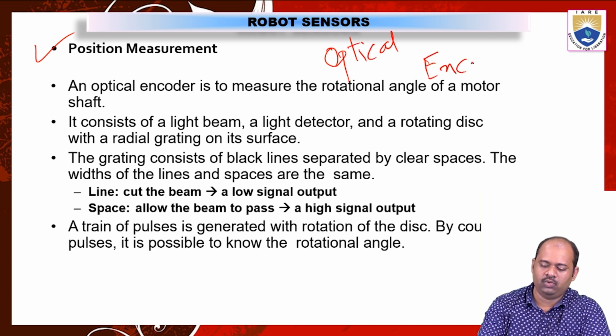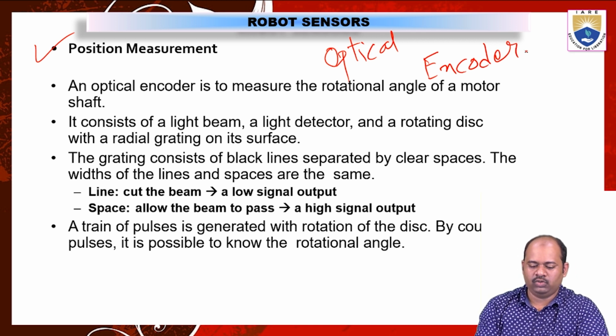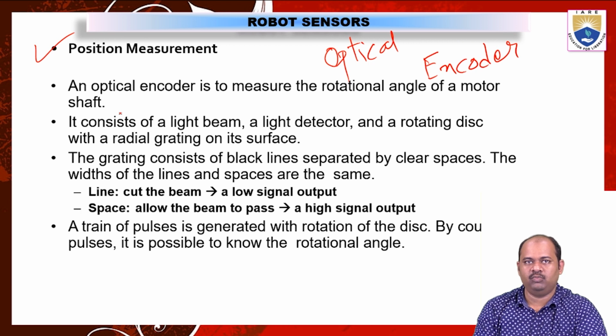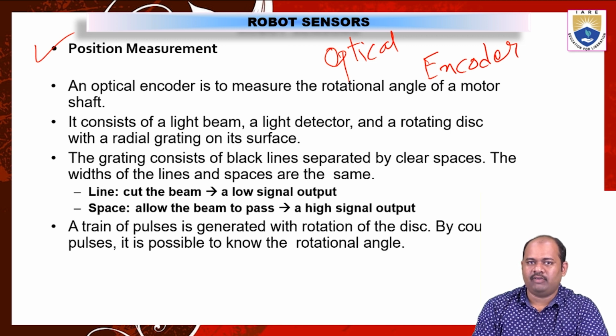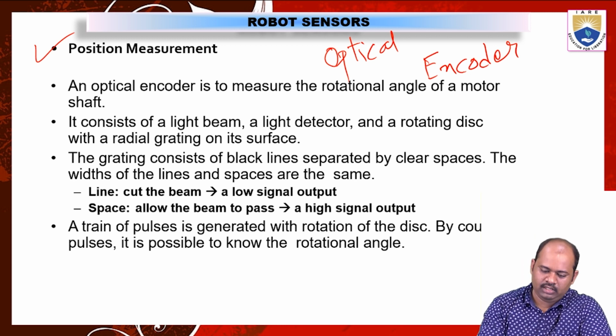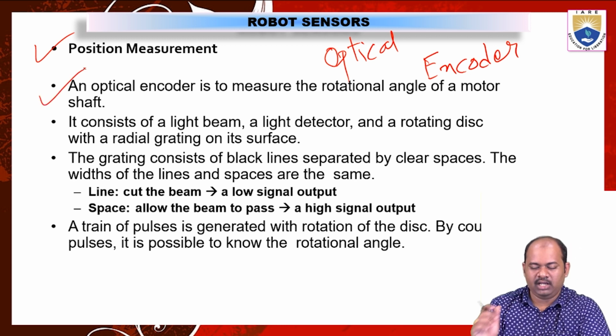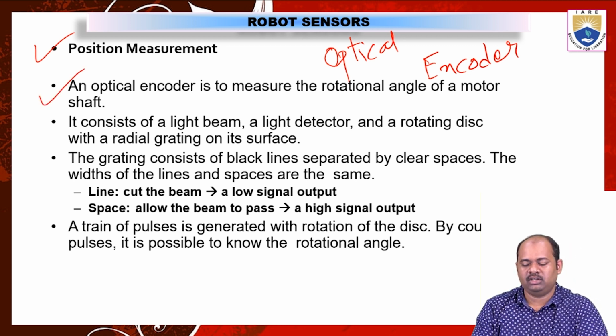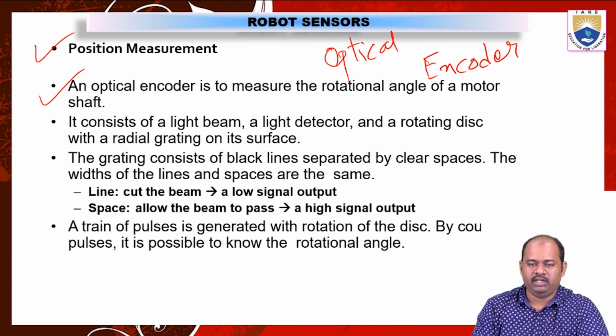Optical encoder. This optical encoder is very important. The optical encoder is used to measure the rotational angle of the motor shaft. It is directly connected to the motor shaft where two links are connected at the joint. It will measure the rotations of the joints by using a light source.